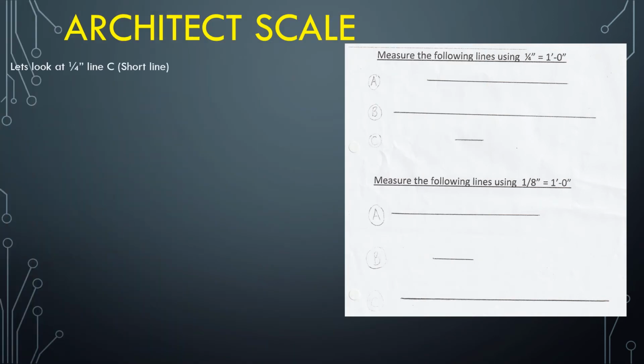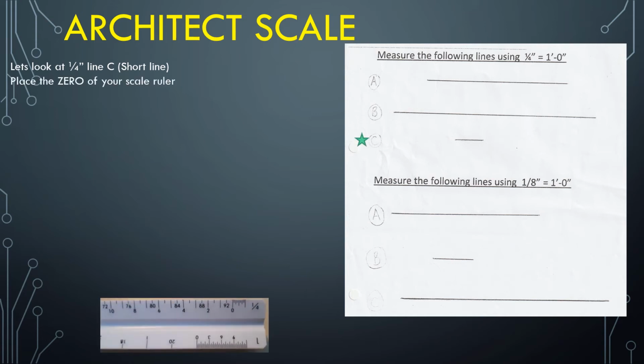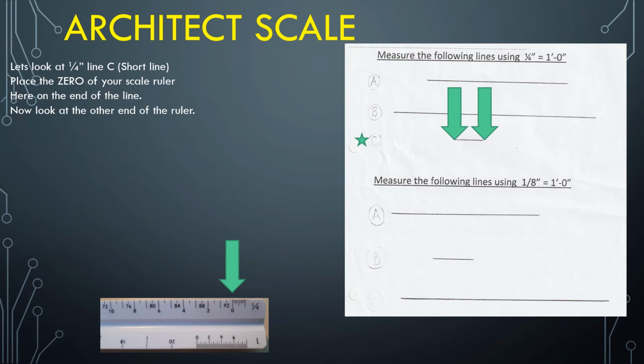Let's do the same thing, quarter-inch line on C. This is a short little line here. Same idea, place the 0 on your scale ruler on the right side of the line, right there. Now look at the other end of the ruler. What numbers do you see at the end of the line on the left? You should see between 3 and 4. That's 3 and 4 feet.